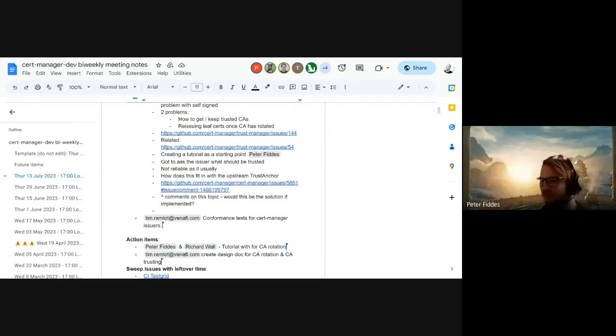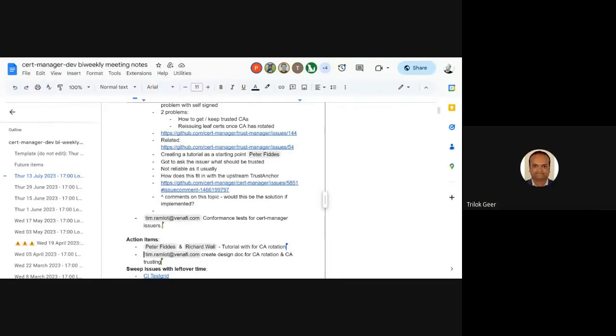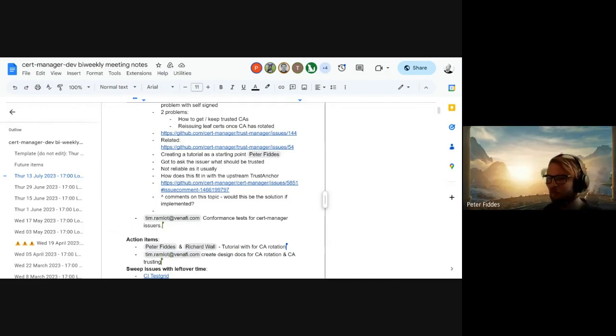Just whilst Tim is writing that, Trilok, did that answer your question? Yes. So I'm just going to think around a generic controller, like I mentioned, which would basically work for any CAs. Yeah, I can add an action item on it here. Cool. Thanks. Your input is definitely welcome. Appreciate it. Thank you.